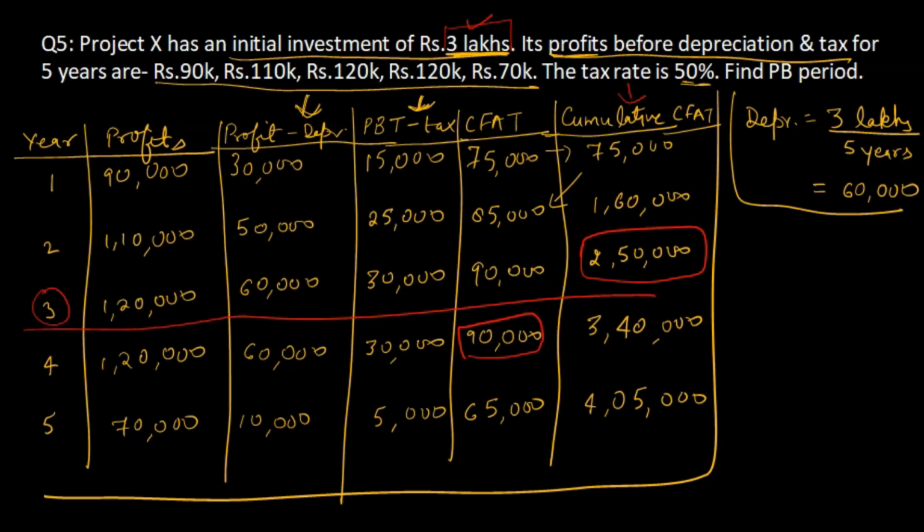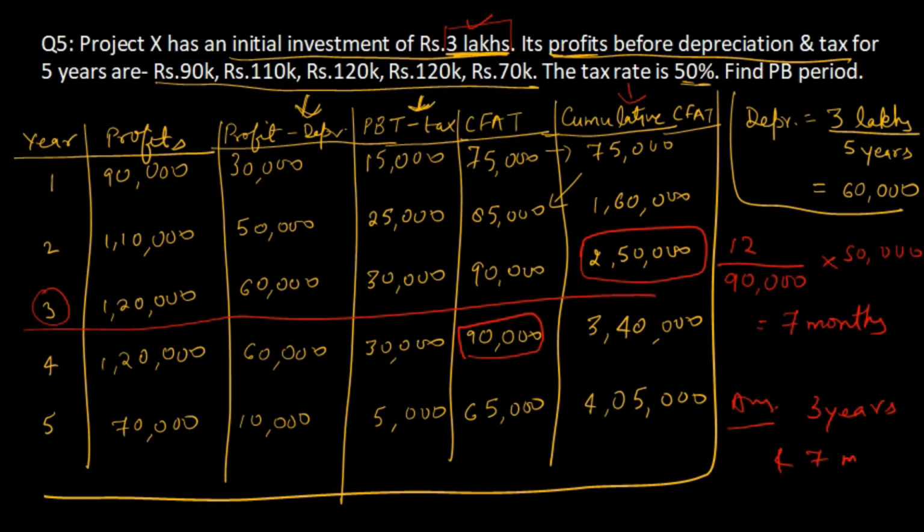So in the 4th year, in the 12 months we are getting 90,000 and we need only 50,000. So that will be equal to 6.666 something. So we'll take it as 7 months. So the answer will be 3 years and 7 months. This will be the answer. I hope it is clear.